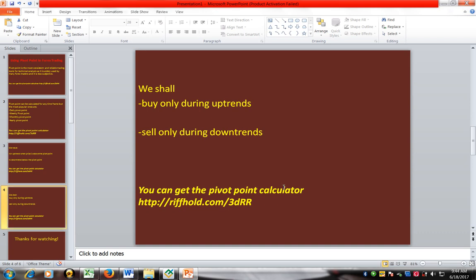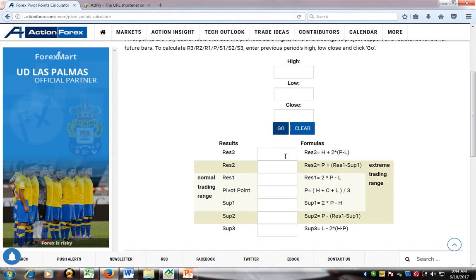You can get the pivot point calculator from this link. Personally, I have developed my own pivot point on a spreadsheet which I use to calculate. But if you go to this link, you get something like this. This is what you have. Then let's go straight and see how to calculate pivot point.